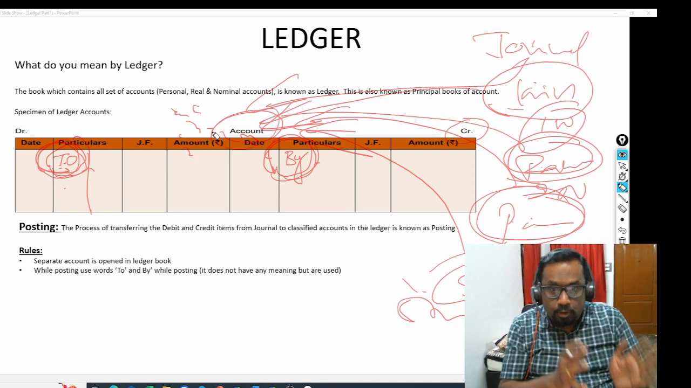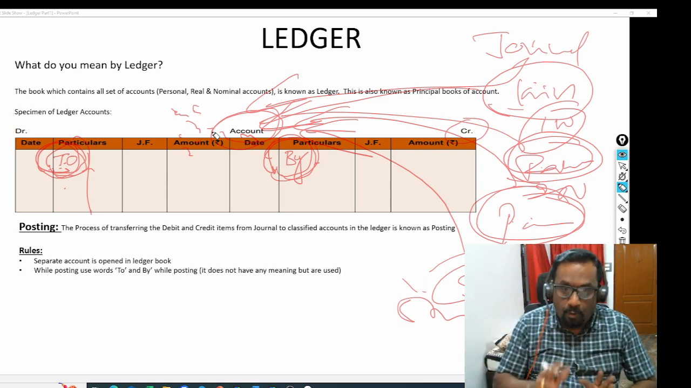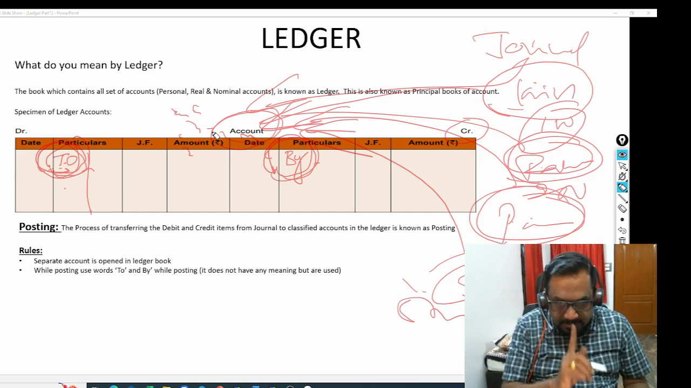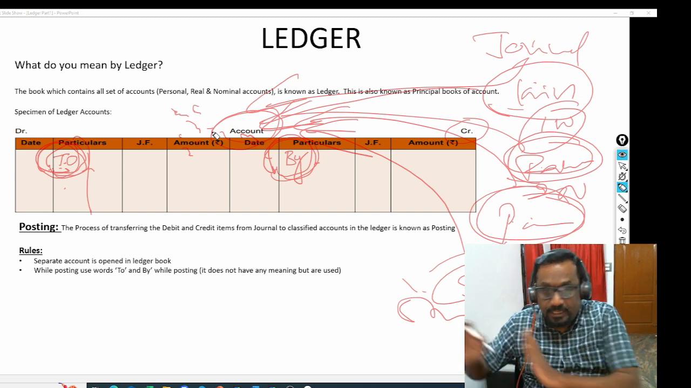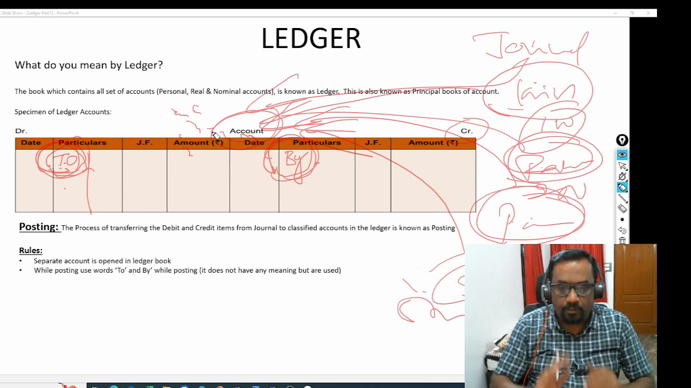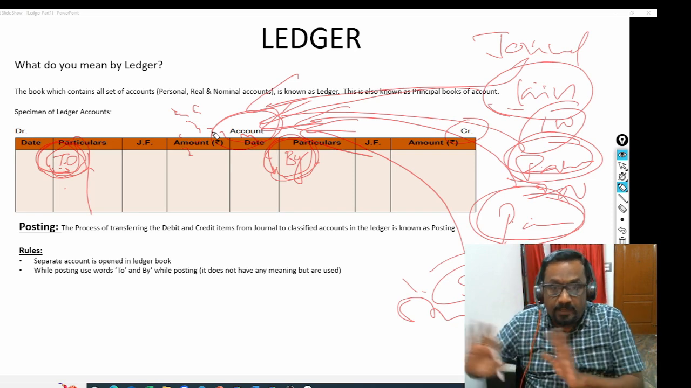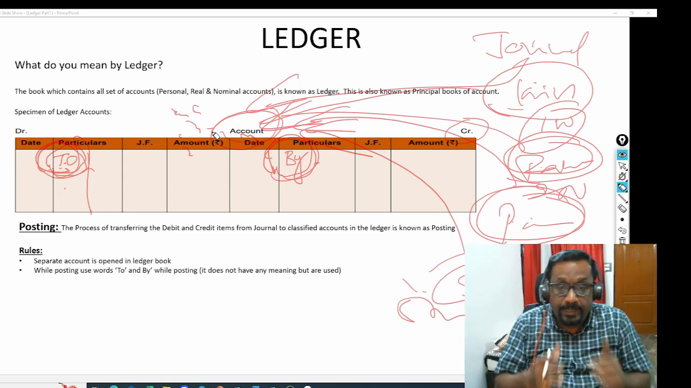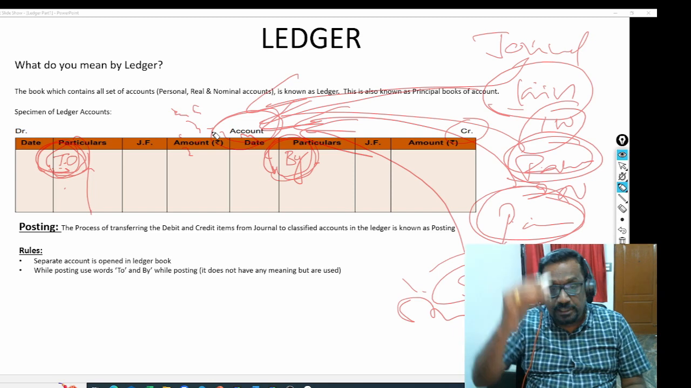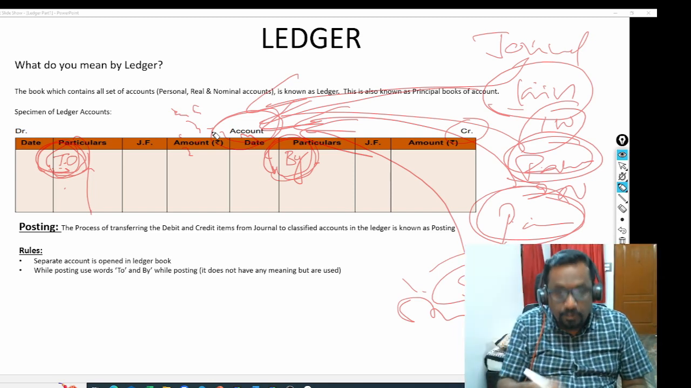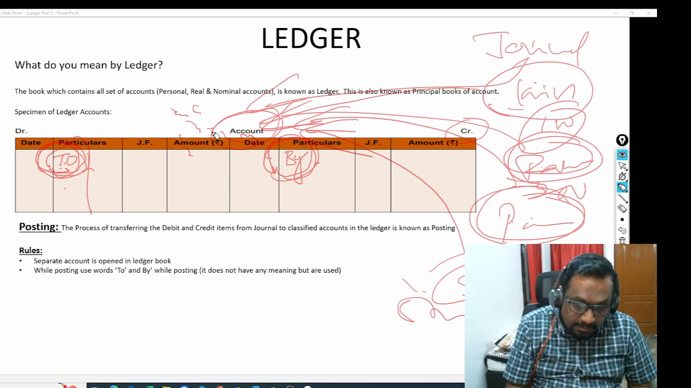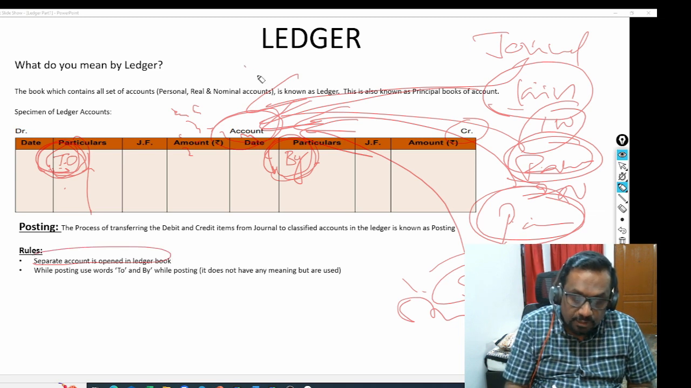Goods, you don't need goods 1, goods 2, goods 3, different accounts. No, goods is one account. Purchases, you don't need to maintain purchase 1, purchase 2, purchase 3. Purchases is one account. Sales is one account. Krishna is one account, not Krishna 2, Krishna 3, Krishna 4. Unless you have different Krishna accounts to maintain, then you need to put A Krishna, B Krishna, C Krishna. Are you getting my point? So for each account you need to maintain a separate account in the ledger book. That is what I am trying to say.